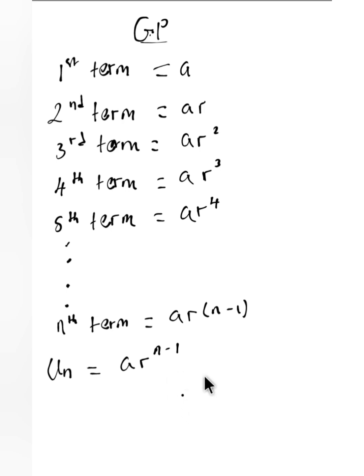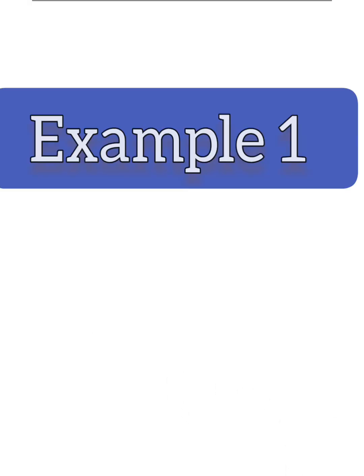Now let's take an example. Example 1. The first term of a geometric progression is 7, while the common ratio is 3. Find the 11th term. So from the question, the first term, a, is equal to 7. The common ratio r is equal to 3, and we have to find the 11th term.